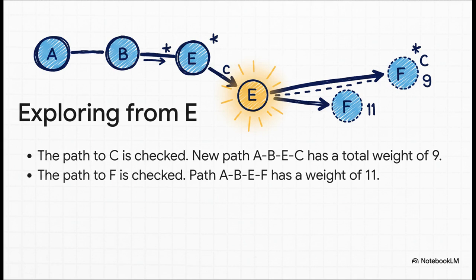From E, we can now see a path to node C. The total cost is 9, so we'll add that as a new tentative option. We can also see a path to F with a total cost of 11. See how this works? With every permanent node we lock in, our map of what's possible gets clearer and clearer.